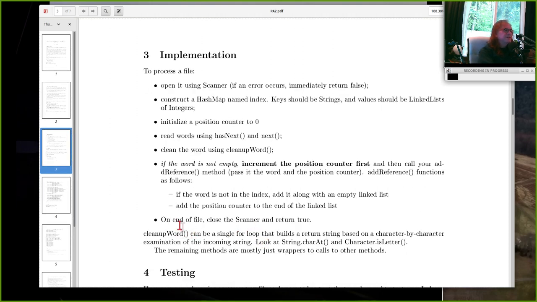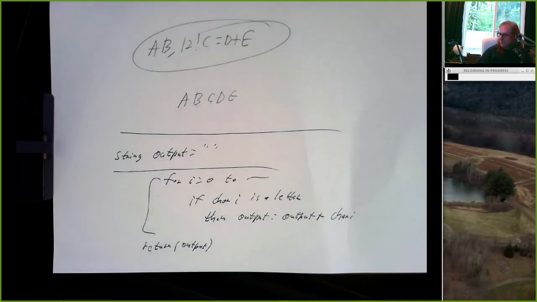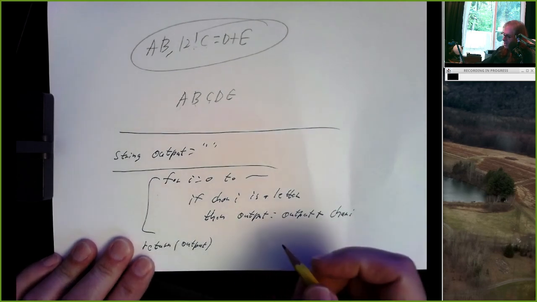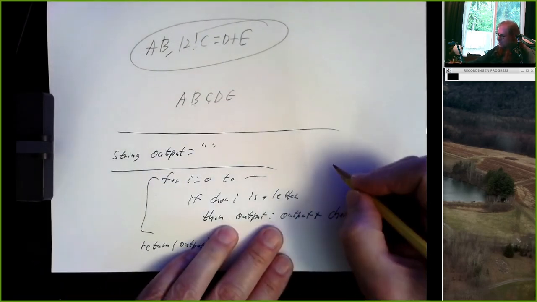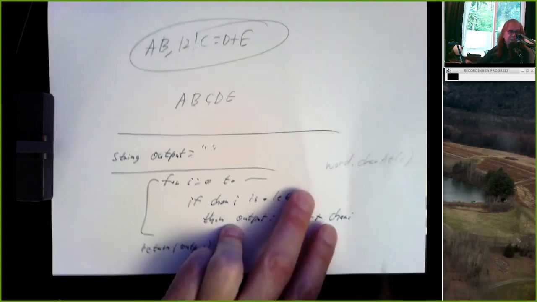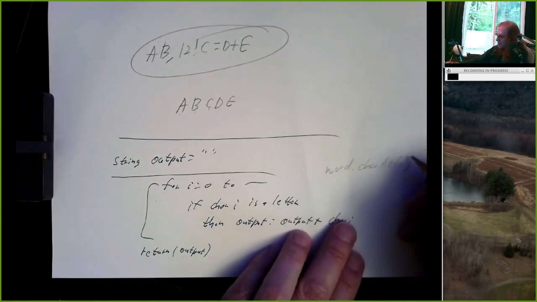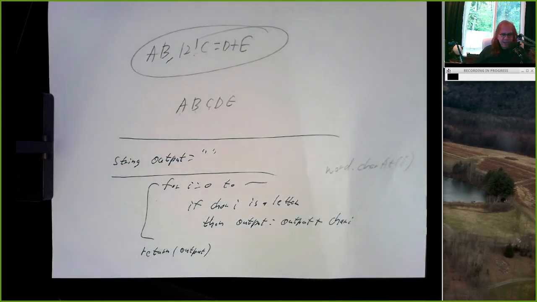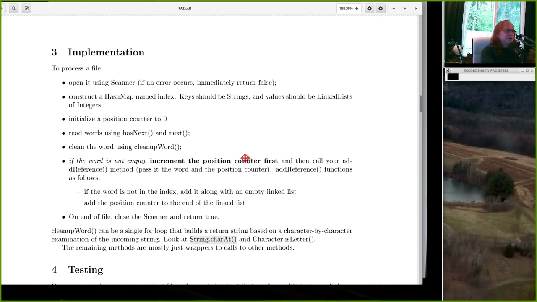So in this implementation section, when I talk about cleanupWord, I mention charAt, which is an instance method in the String class that you can use to get the nth character from a string. So to get character i, if your input is word, you could say word.charAt(i), and that'll give you the ith character. And you can tell if it's a letter or not by using the Character.isLetter method.